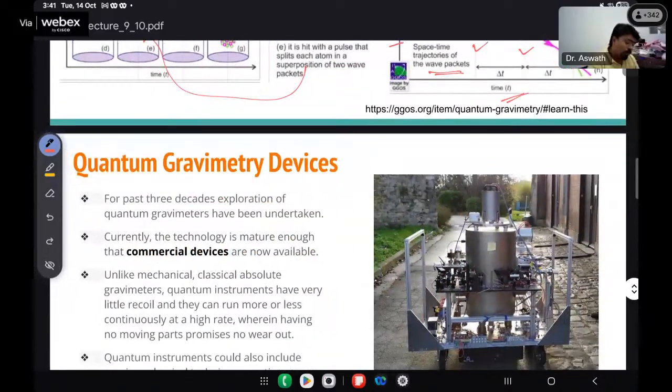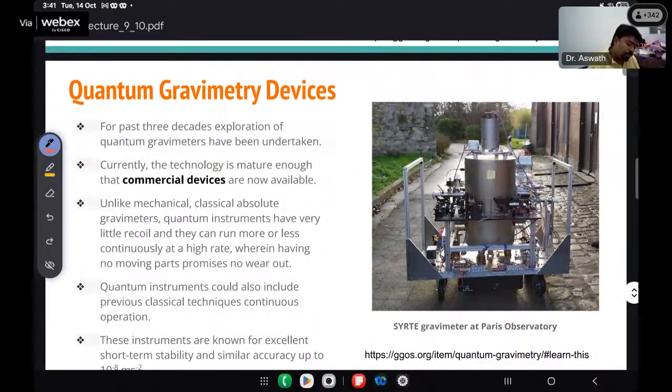Now, what this looks like in reality: this is a certain gravimeter at the Paris Observatory. The source is given there at the bottom; if somebody wants, they can go and check it. For the past 3 decades, the exploration of quantum gravimetry has been undertaken. Currently, the technology is mature enough that commercial devices are available. People can purchase them, like mechanical or classical gravimeters.